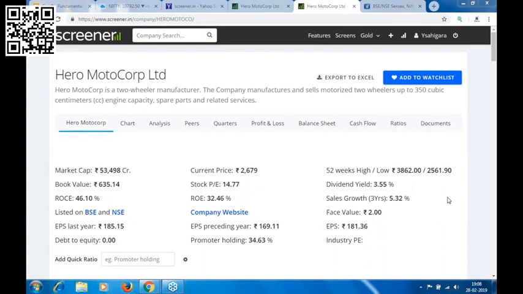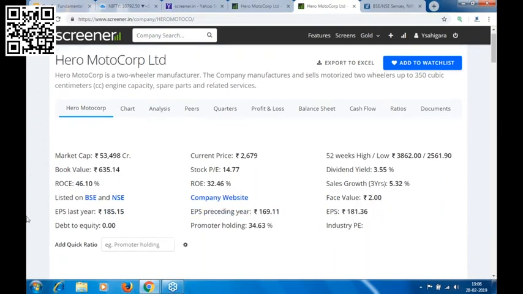Fine. So other parameters that you can see that I have added over here, along with return on capital employed and return on equity, are EPS. What was the EPS last year? What was the EPS prior to that? And what is the current EPS? Also, what is the debt to equity ratio? What is the promoters holding and industry PE?